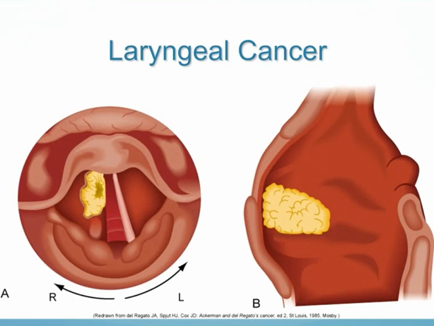Laryngeal cancer occurs when we have cancer occurring somewhere in the larynx, and this can cause a lot of problems. First of all, it can cause problems with the patient's ability to be able to breathe. But secondly, it can also cause problems with the patient's ability to be able to speak. And laryngeal cancer may require the use of surgery in order to be able to remove it.